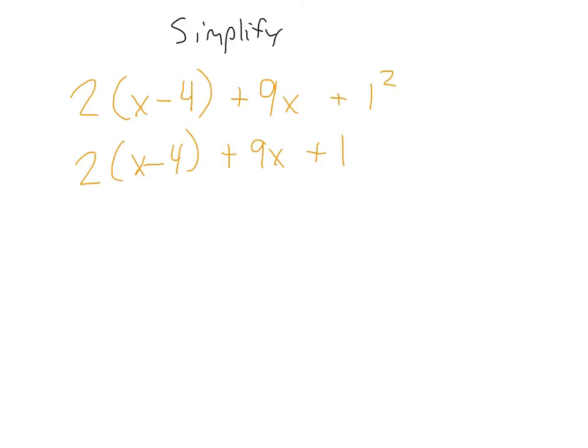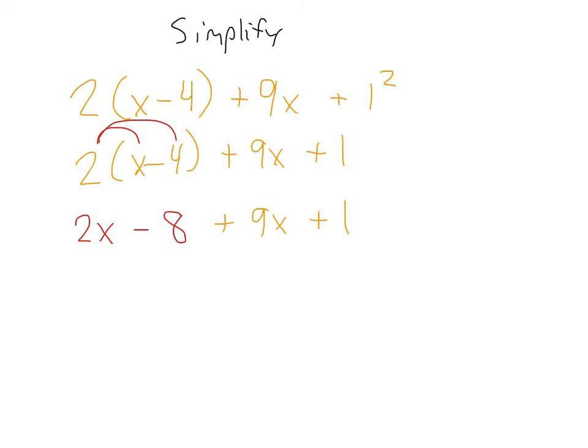Anytime you have a number next to a parentheses, that means multiplication. So here's where we use the distributive property. I use that by taking 2 times x, which gets me 2x, and then 2 times negative 4, which is negative 8. And then I just bring down everything else that I haven't touched. I have this positive 9x and plus a 1.